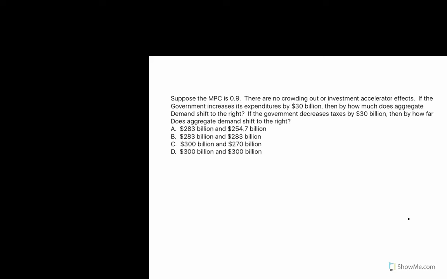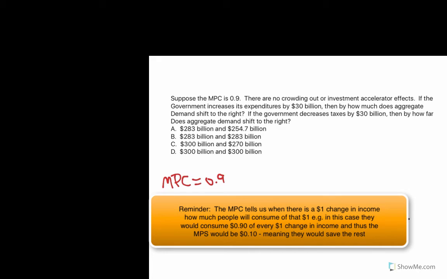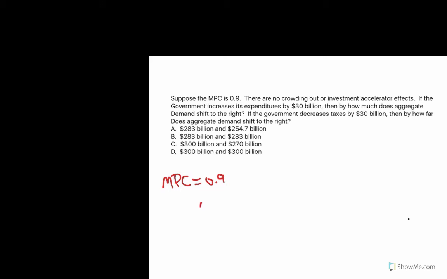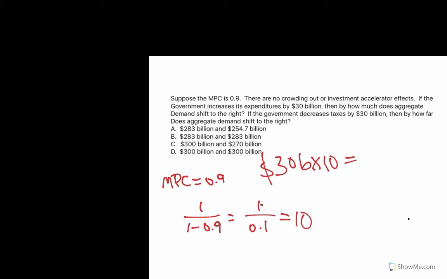So this one's a little bit wordier. The marginal propensity to consume in a given market is 0.9. So we don't have to worry about the crowding out or investment accelerator effects. We're just going to be dealing with the multiplier here. So the government increases expenditures by $30 billion. The government spends $30 billion that wasn't in the economy before. So that's subject to the multiplier. And the multiplier for this is 1 over 1 minus the marginal propensity to consume, which here is 0.9. So you get 1 over 0.1 equals 10. So the multiplier for government spending is 10. So you multiply that 30 billion times 10, and the total effect of that government expenditure increase is 300 billion. So right away we know that A and B are not right.